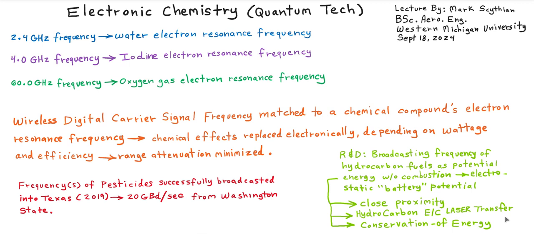And then the efficiency of laser transfer perhaps could extract the potential energy of, let's say, natural gas, CH4, methane, and transfer that digitally and electronically through perhaps a laser or perhaps a carrier signal or some type of electromagnetic medium, and then have a receiver endpoint that ends up converting that potential energy transfer into, let's say, electrostatic potential.